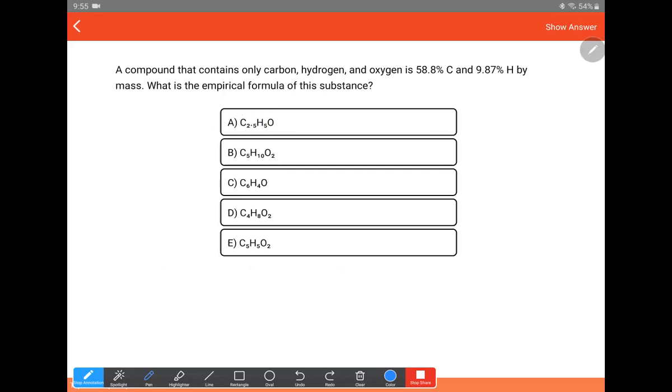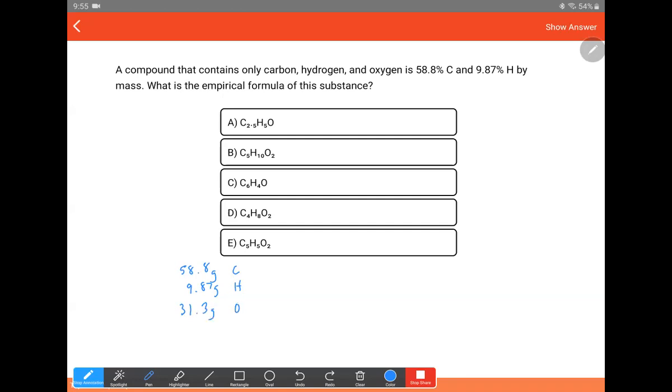So let's clear this. Okay, so I'm going to write 58.8 grams of carbon, 9.87 grams of hydrogen, and then the rest is oxygen, right? So we're going to go 100 minus 58.8 minus 9.87, and I get 31.3 grams of oxygen. Now I got to get to moles, right?